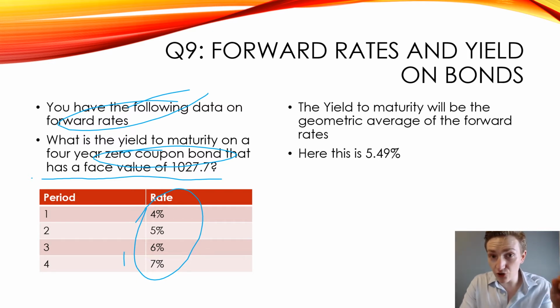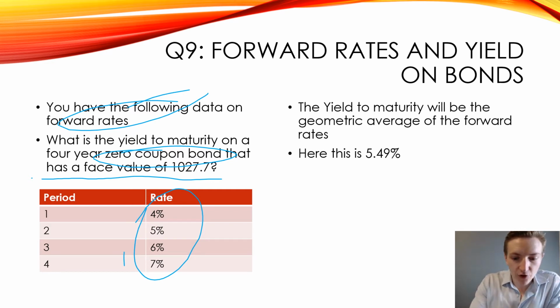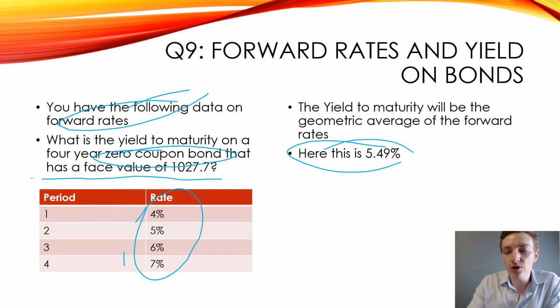So we can get our geometric average. Notably, however, to get your geometric average, it has to be 1 plus forward 1, multiplied by 1 plus forward 2, multiplied by 1 plus forward 3, multiplied by 1 plus forward 4. Do that multiplication, take it all to the power of 1 over 4. That would give you your yield to maturity on a 4-year zero coupon bond in this case. So if we want our 4-year zero, take that geometric average, 5.49% in this particular case.